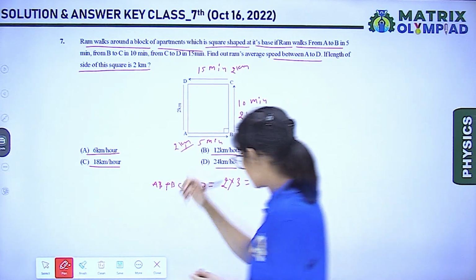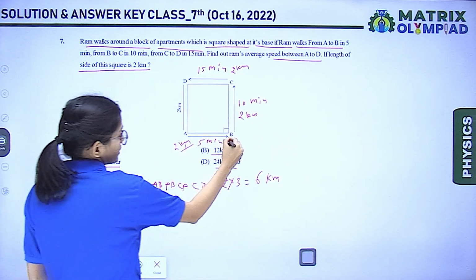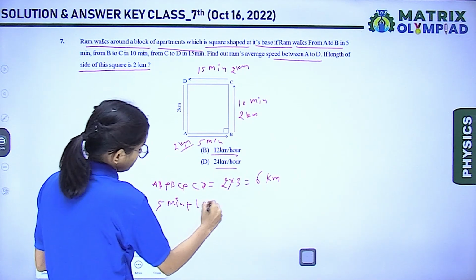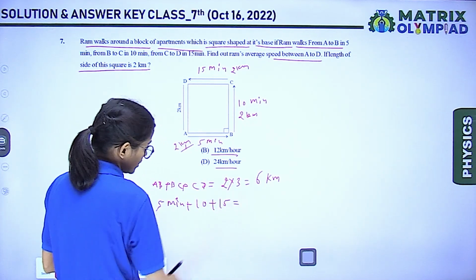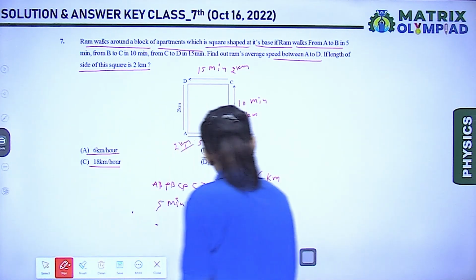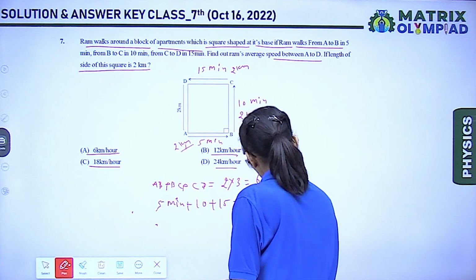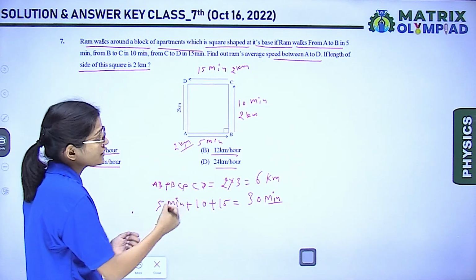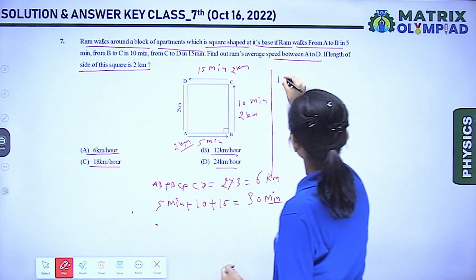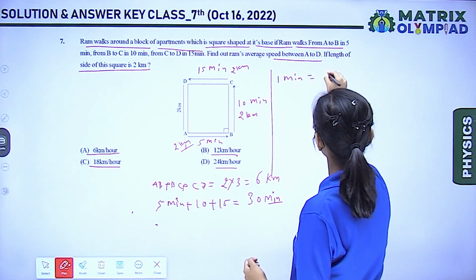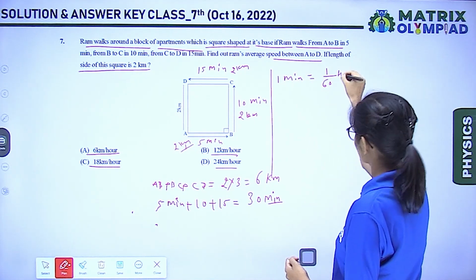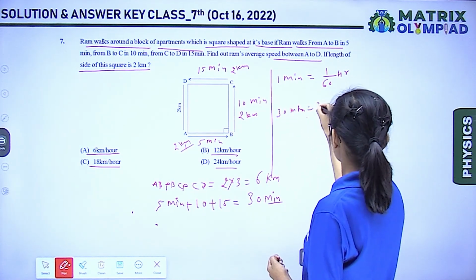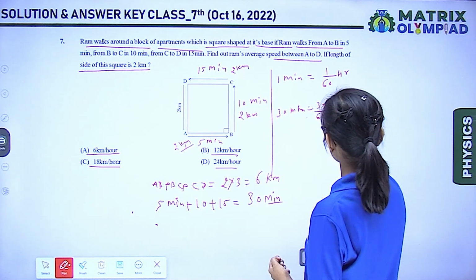And if I'm talking about the total time, then if this one is 5 minutes, plus 10, plus 15, the total time is 30 minutes. If I convert that 30 minutes into hours, then in 1 minute there are 1 upon 60 hours. So in 30 minutes, it will be 30 upon 60 hours, so it will be half an hour.